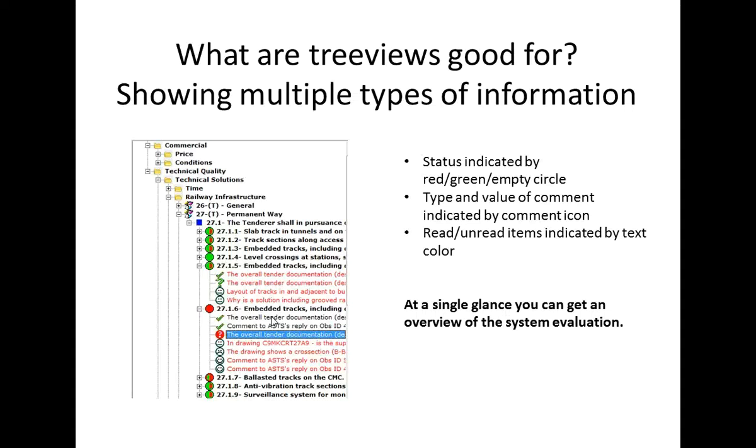I think the most important thing from this, even if it is a bit confusing because you don't know the icons, is that at a single glance, you can get an overview of the system evaluation: which items are green, which items are red, which are partly red, which are partly green.